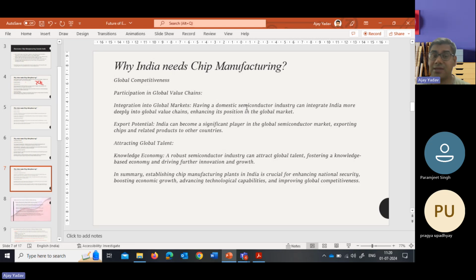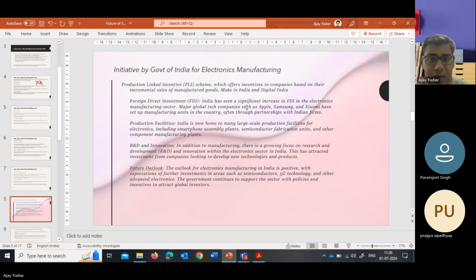So by analyzing all these aspects, the government of India came with many schemes. They started this PLI scheme, then the semiconductor scheme. So they attracted a lot of FDI in our country. They asked people to start assembling each and everything.